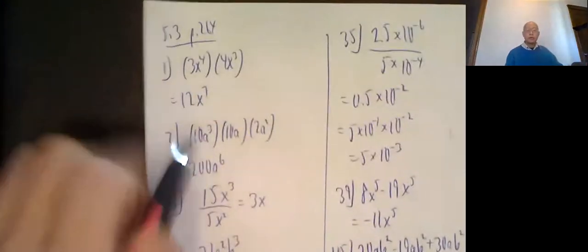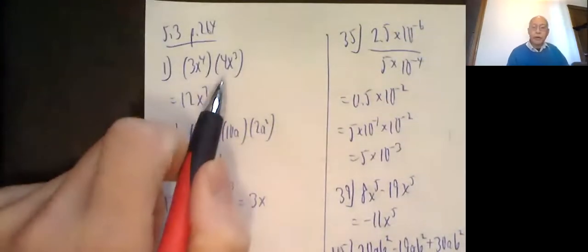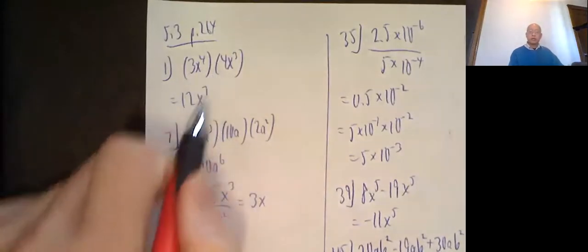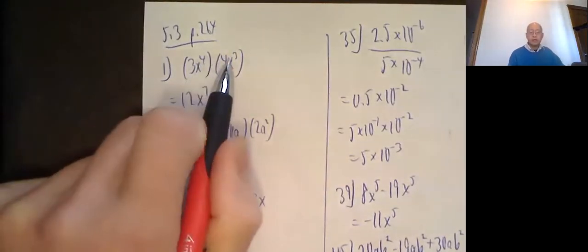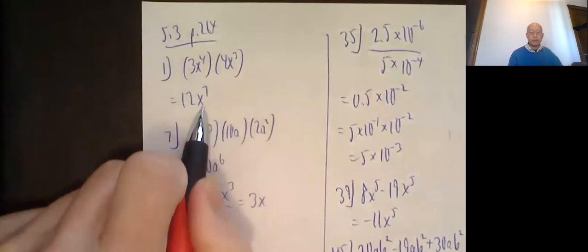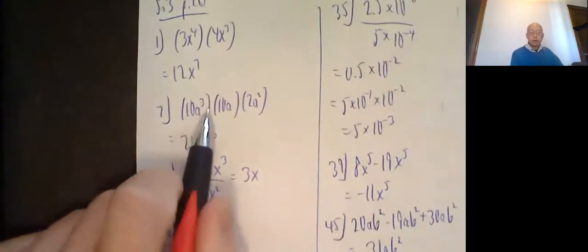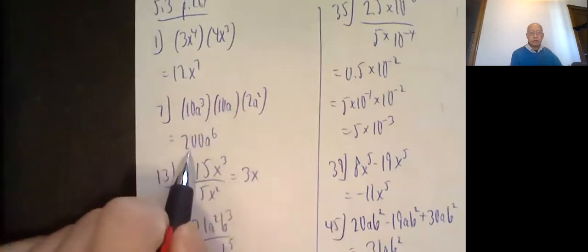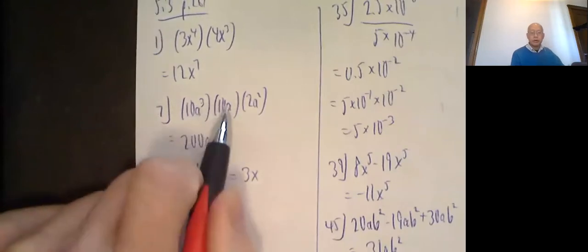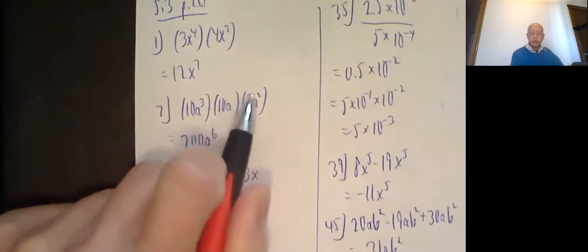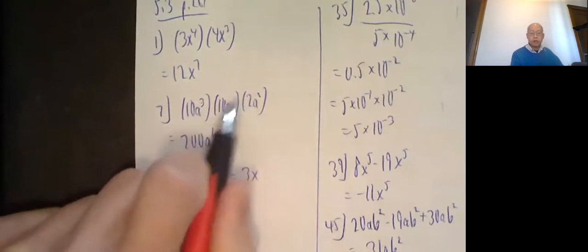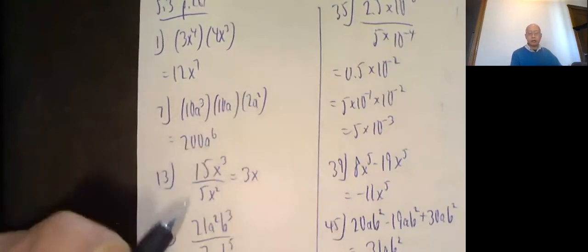Okay, 5.3, 3x to the fourth times 4x cubed. So we'll go 3 times 4 is 12. X to the fourth times x to the third is x to the seventh. Number 7, just multiply all the numbers. 10 times 10 times 2 is 200. A to the third, a to the 1, understood, a squared, so 3 plus 1 plus 2, a to the 6th power.